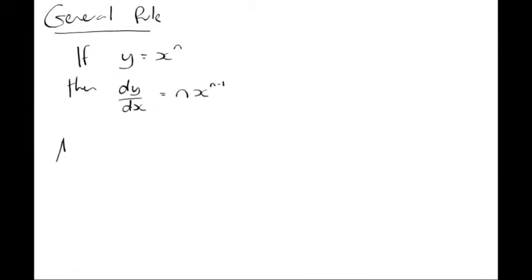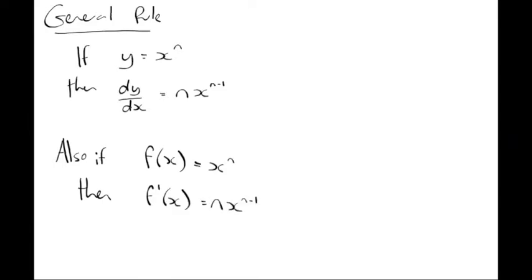We don't use y, we use f. We get f of x equals x to the n, then f dash of x equals n x to the n minus 1. Some people say f prime x because prime is first, so it's the first derivative, f1 of x, so it's f dash x.